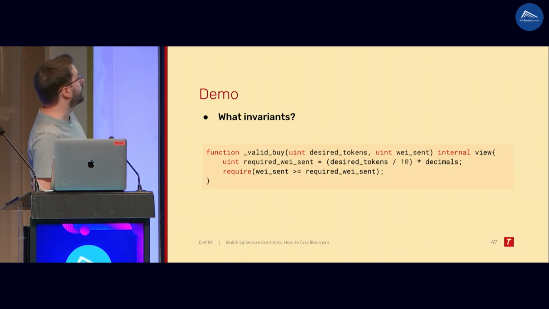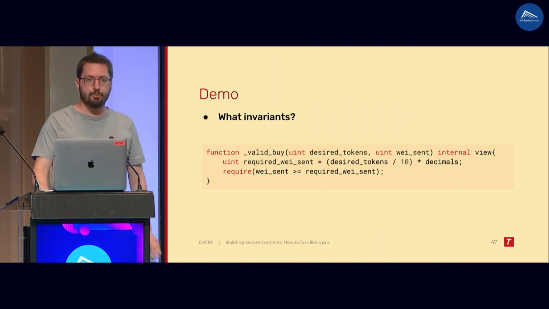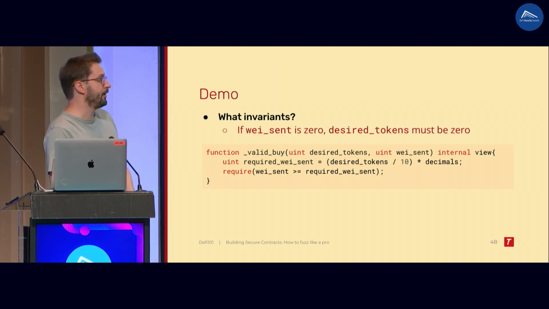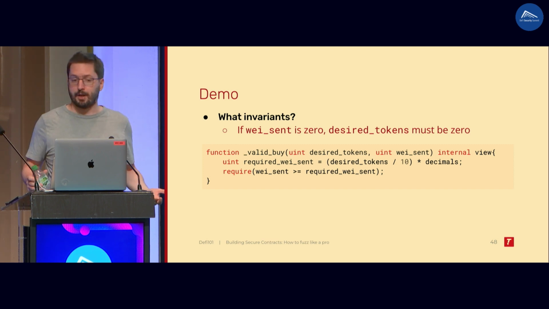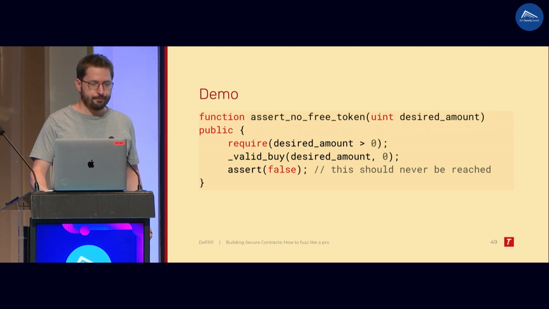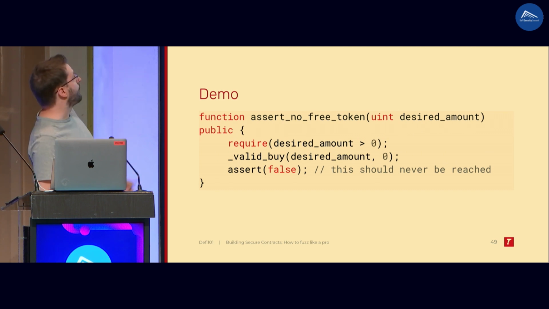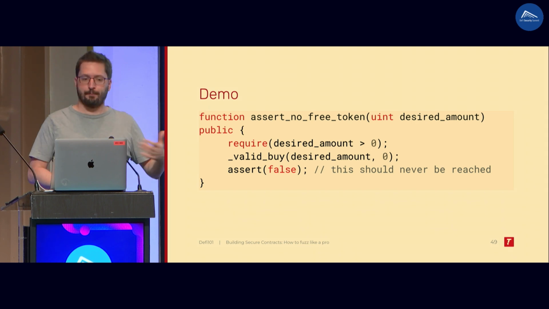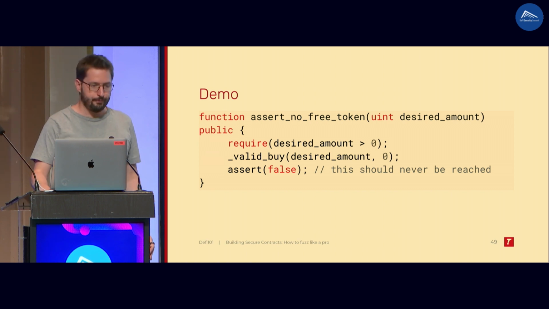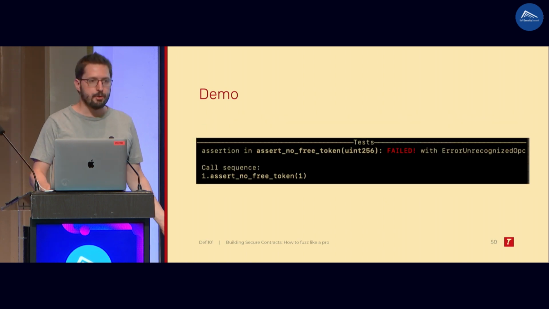What invariant can we have here? One really simple one is that if you send 0 Ether, you should not be able to get any token out of it. You can define this as an assertion: you call valid buy, and this should never be reached, it should always fail because you are trying to buy something with 0. If you run this with Echidna, it's going to tell you that actually you can do it with 1.